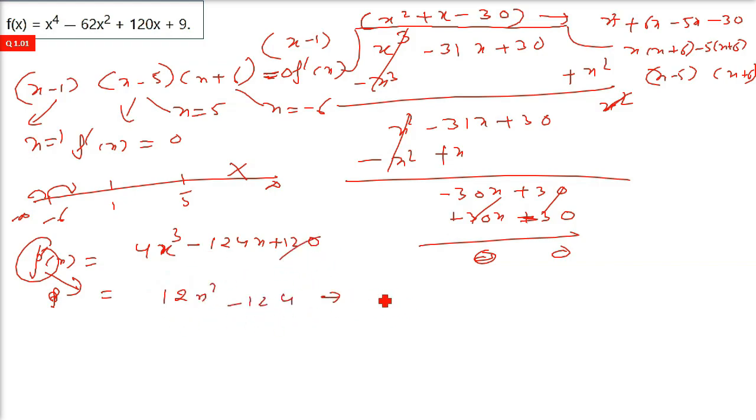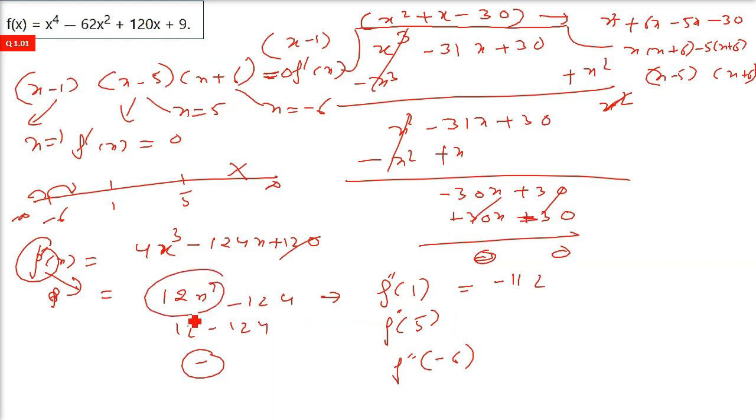Now here we will place first of all 1, then 5 and then negative 6, in the double differentiation. So when we put in 1, you will get 12 into 1 square minus 124, that is going to be negative, minus 112. Now I am going to place 5 here. 12 into 5 square, that is 12 into 25 minus 124, that is going to come as 176. Negative 6 again, because negative 6 square will be plus, so 36 into 12 minus 124 is 308. I hope you got the idea. Now just see the sign.